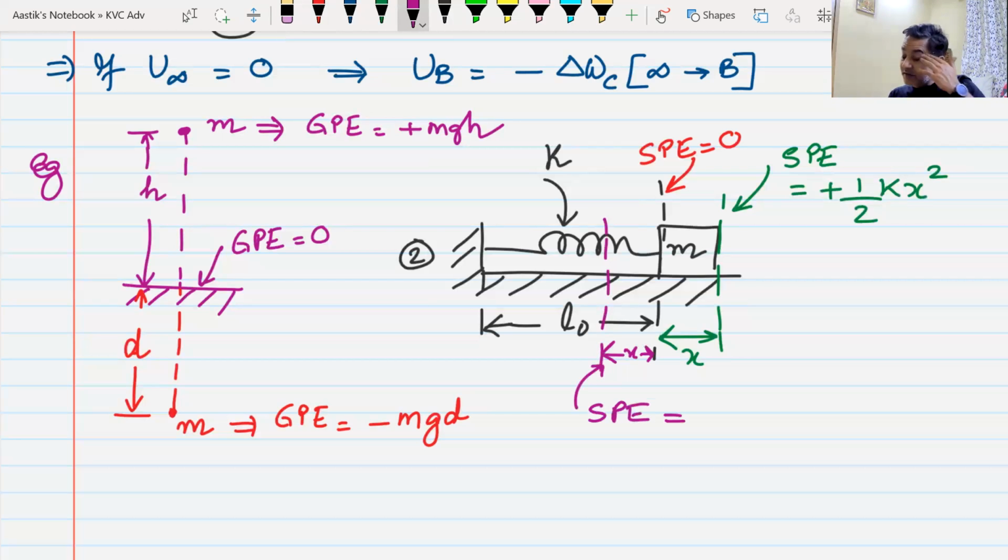When it is at natural length, spring potential energy is 0. When it is extended, the spring potential energy is plus half kx square. If it is compressed, then minus half kx, no, it is still plus half kx square. Okay, sir. So the spring potential energy is not negative at any point. It can only be 0 or it can only be positive.